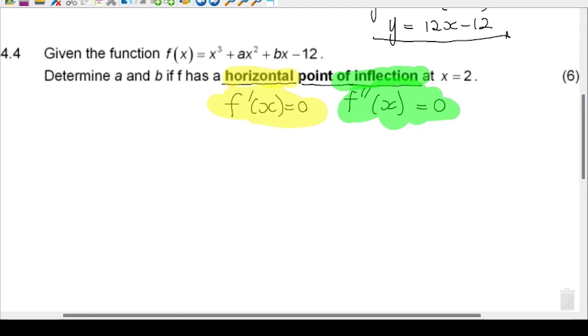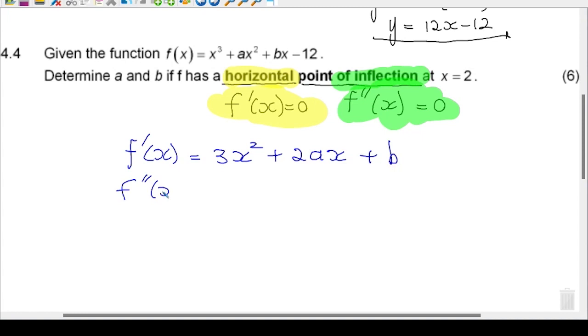I've done some highlighting there. So there's going to be the equation that results from the yellow information. Let's work out the derivatives first. The first derivative is 3x squared plus 2ax plus b. And the second derivative, obviously, is 6x plus 2a.